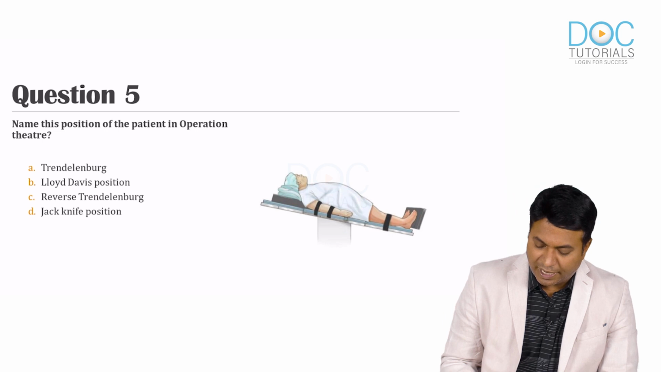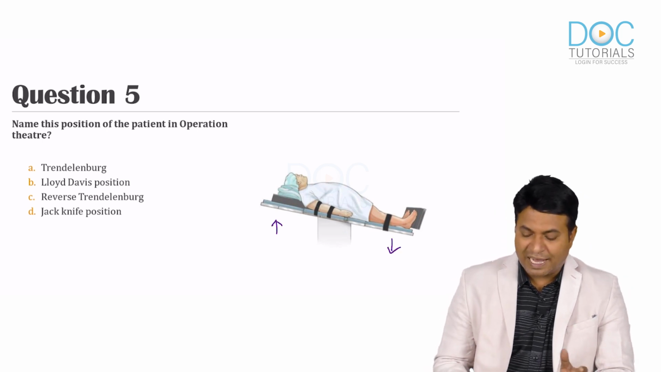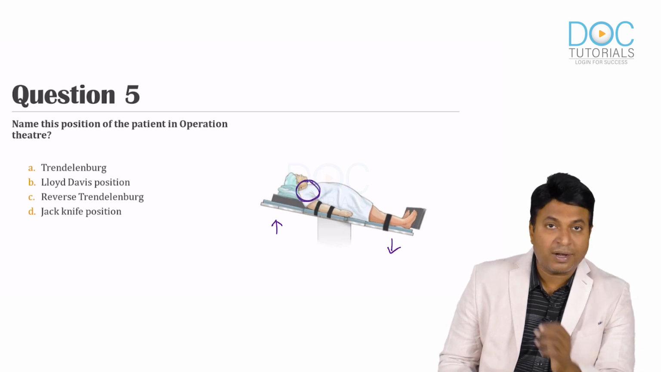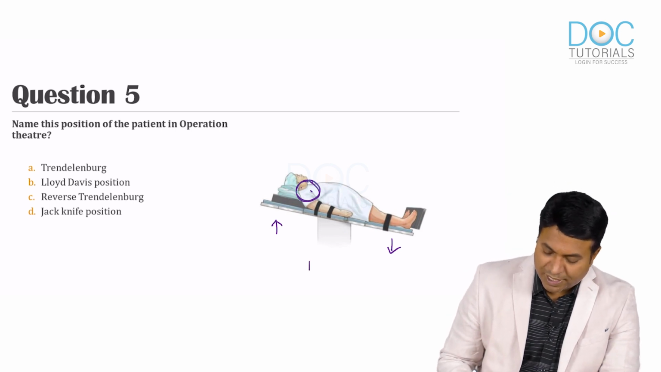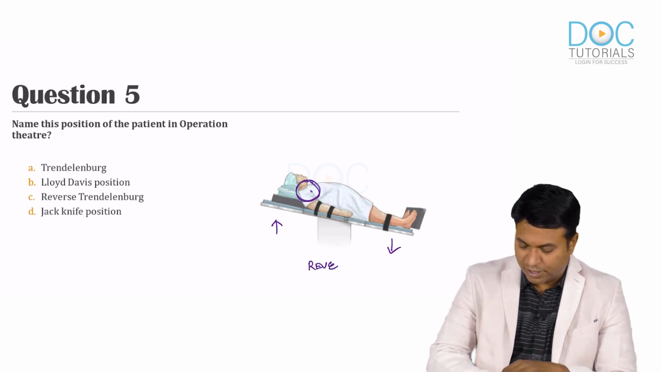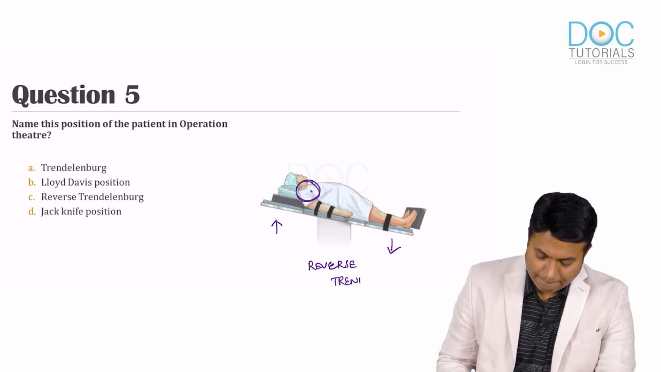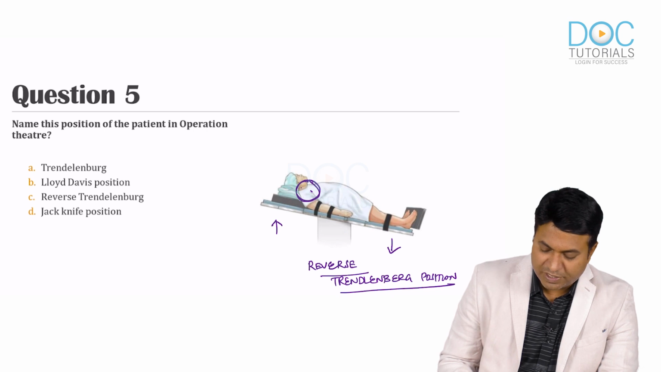You can see the patient's head end is up and the foot end is down. This position is classically used to reduce the edema in the neck or dilatation of the veins in the neck while we are operating here. This position is known as reverse Trendelenburg position, in which the head end is up.